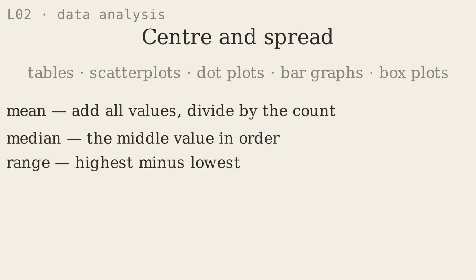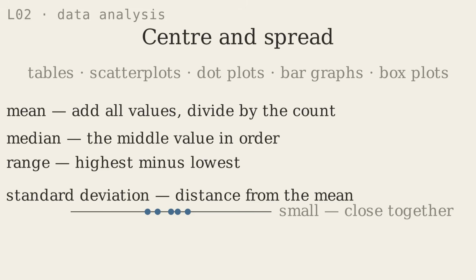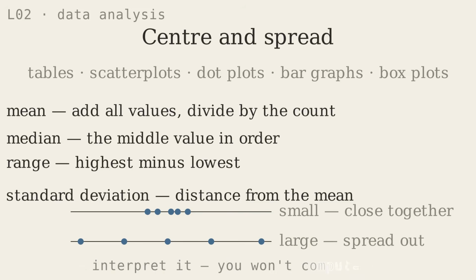The range is the difference between the highest value and the lowest value. Standard deviation measures how far the values tend to be from the mean. A smaller standard deviation means that the values are closer together. A larger standard deviation means that the values are more spread out. You do not normally need to calculate standard deviation by hand on the SAT. However, you must understand what it tells you about a data set.